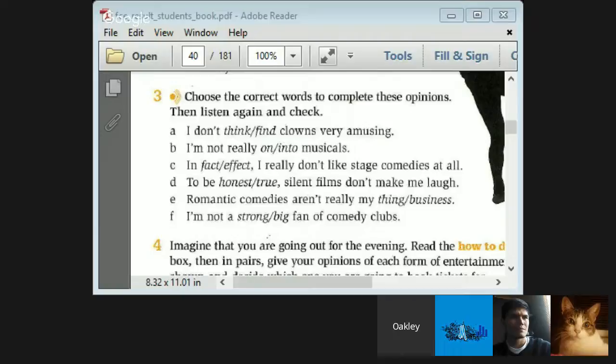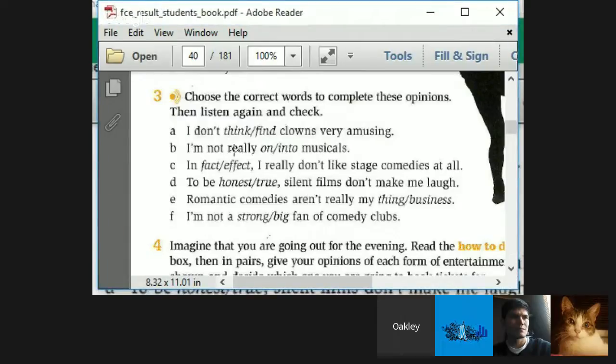A, just go ahead and read it. Choose the one you think is correct. I don't think clowns very interesting. Oh, very amusing. That's awkward, my friend. No, the colloquial phrasing is I don't find clowns very amusing.